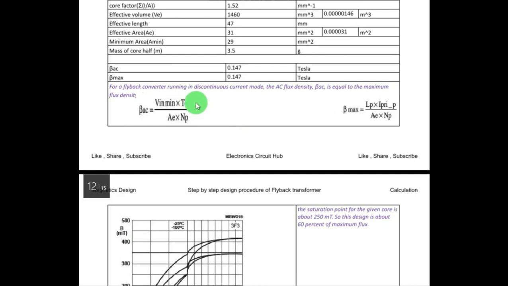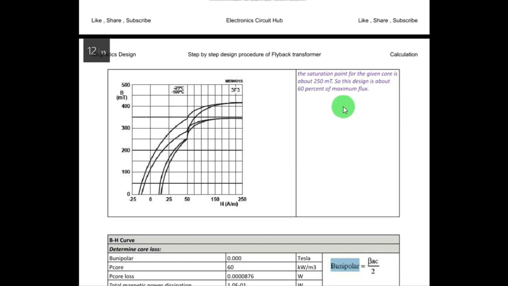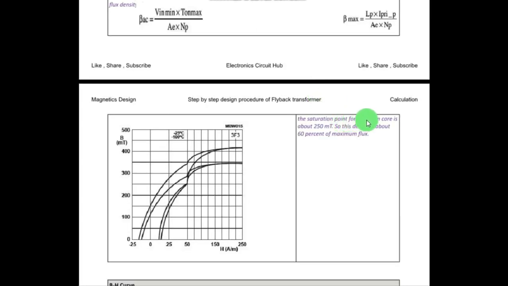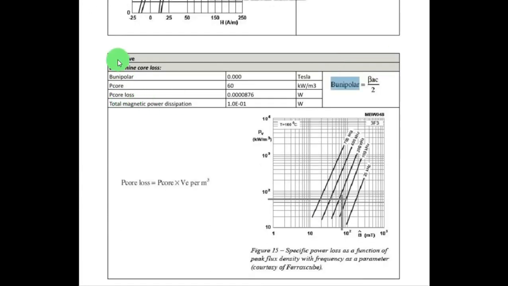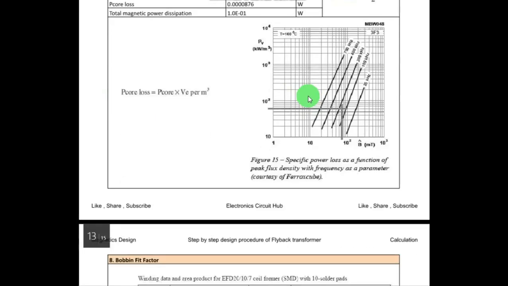To calculate your flux density, you can use this formula I already explained. The saturation point for a given core is about 250 millitesla, or 0.25 tesla, or 0.3 tesla. So the design is about 60% of maximum flux. You have to consider this. Now you can see your BH curve, and you can determine the core loss, P core loss. It is given by P core times VE per meter cubed.